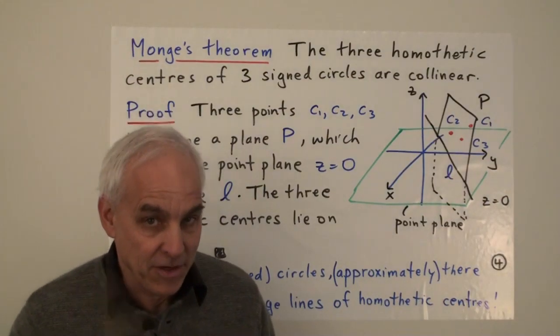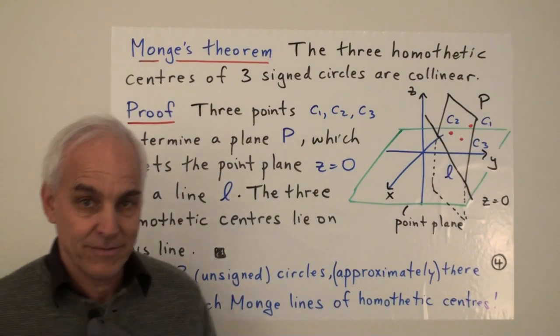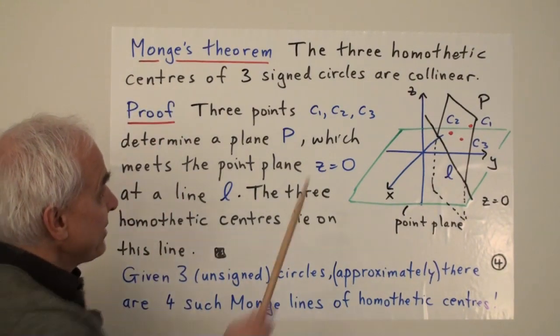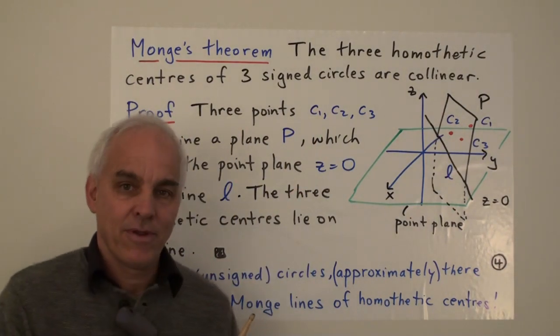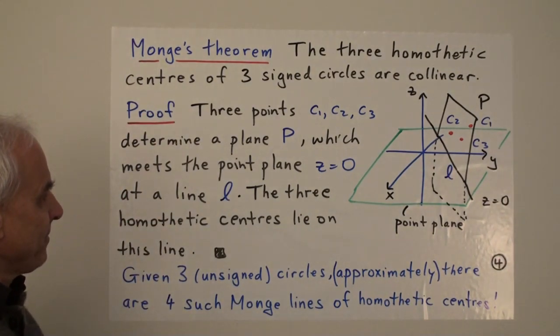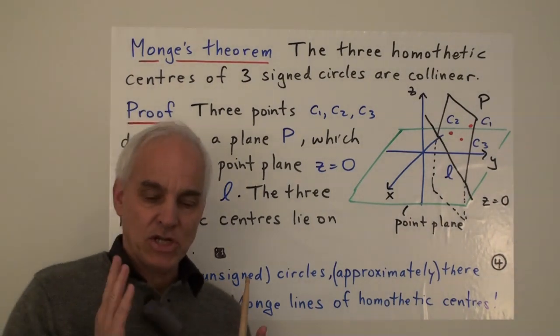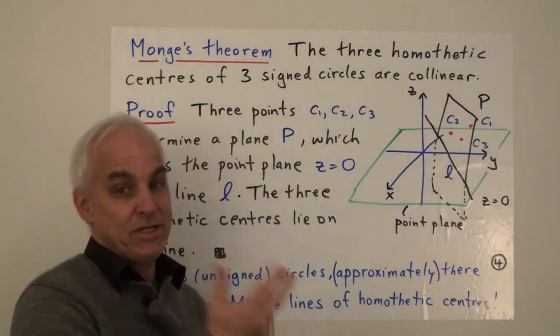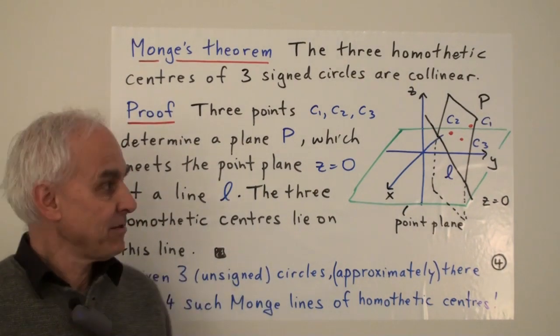All right, so here is a theorem that you will have discovered if you have done that previous exercise correctly. It's that the 3 homothetic centers of 3 signed circles are collinear. And here's a proof that essentially just relies on our interpretation of signed circles as points in this 3-dimensional space.